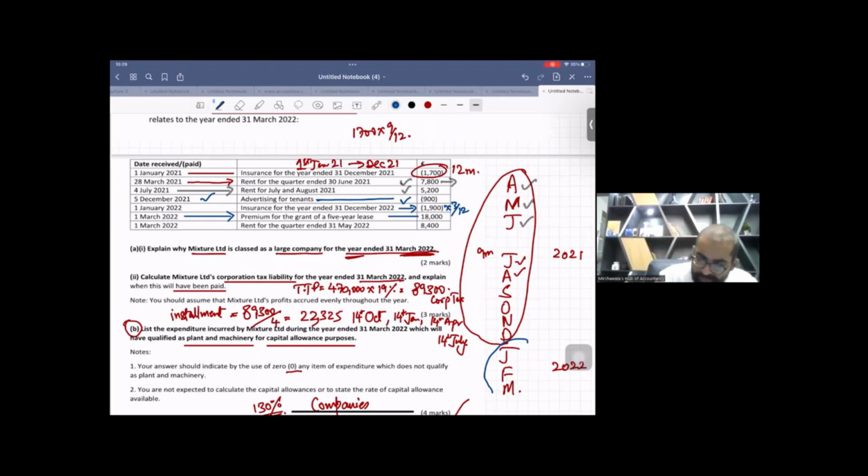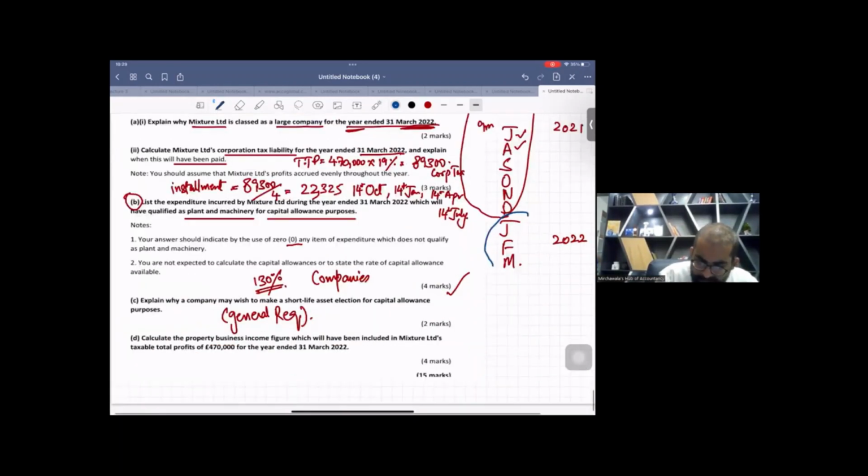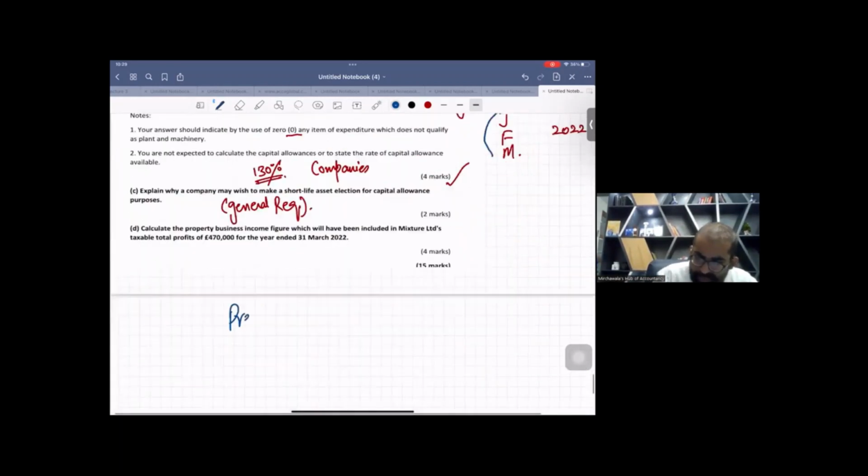But there's a special working for this. 18,000 is the premium received less 2% into N-1. Remember this? Yes, very good. So how will you do it? You will do it like this: premium received 18,000 less 2% into 5 minus 1 multiplied by the premium.